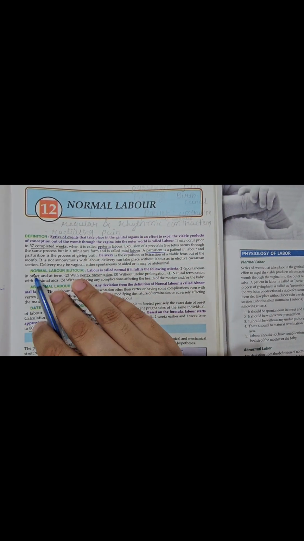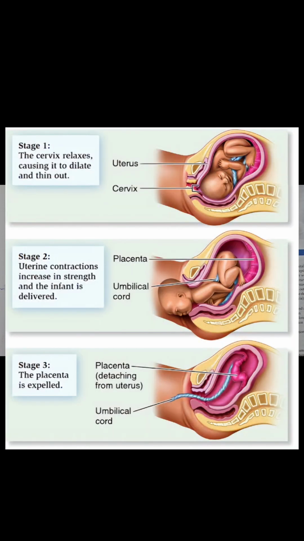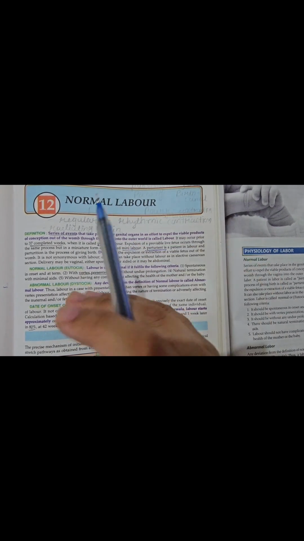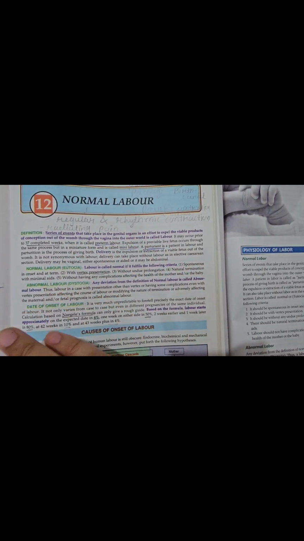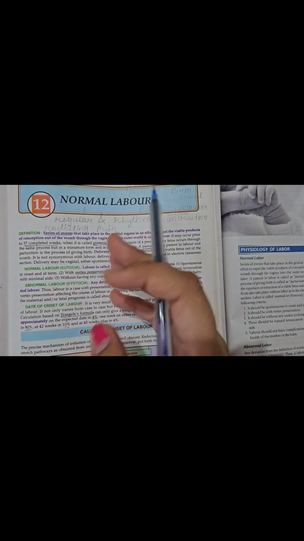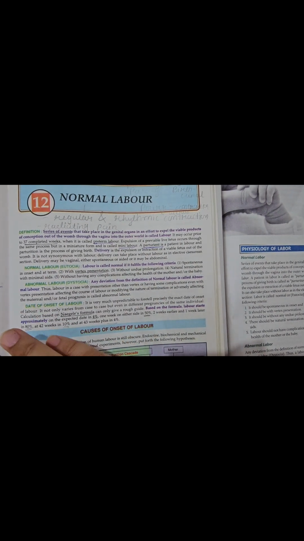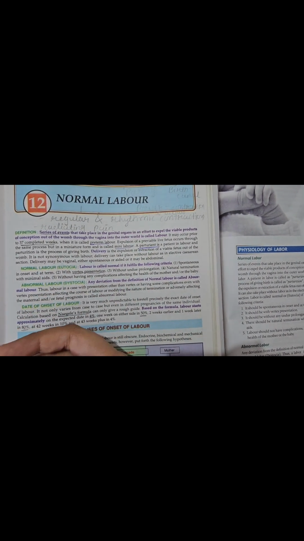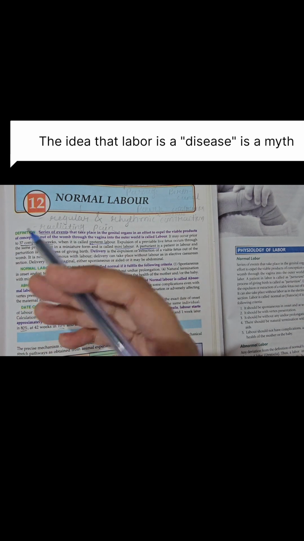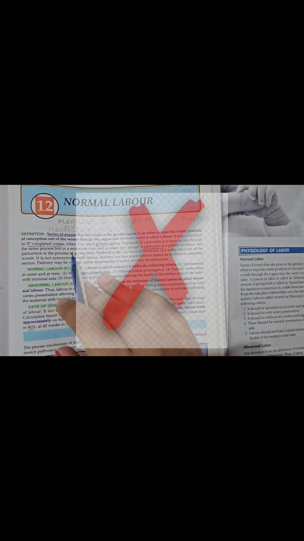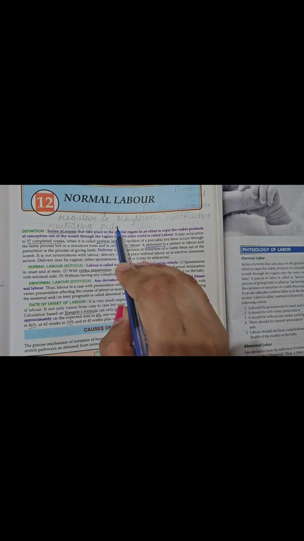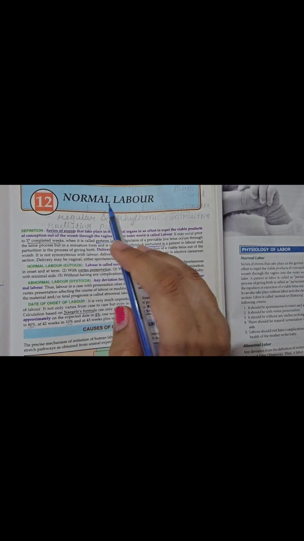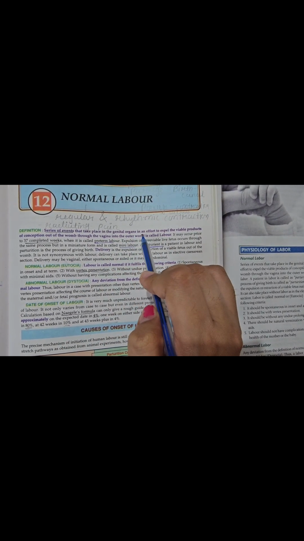Why? Because labor is divided mainly into three stages. Labor has four stages, but the fourth stage is observation, and the three stages are related to the physiological process. As labor is a physiological process, you can count it in a clinical diagnosis. Some myths and taboos say that labor is a disease or something, but big no. Now, a series of events means stages of labor that take place in the genital organ. Genital organ means the female reproductive system.